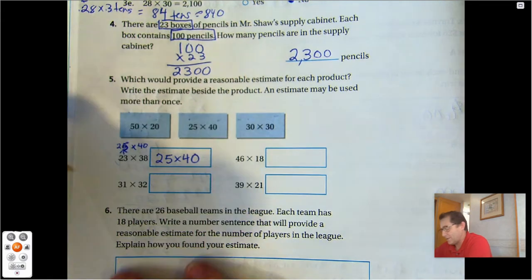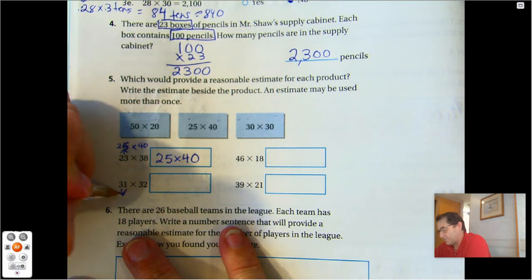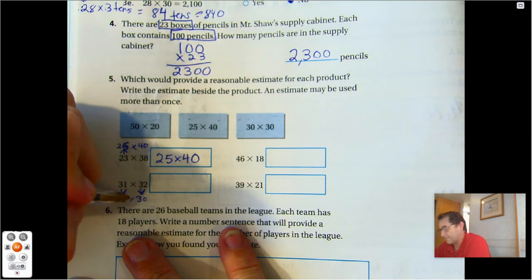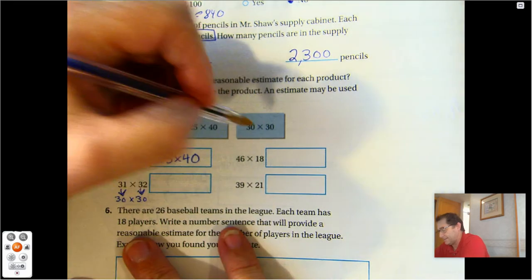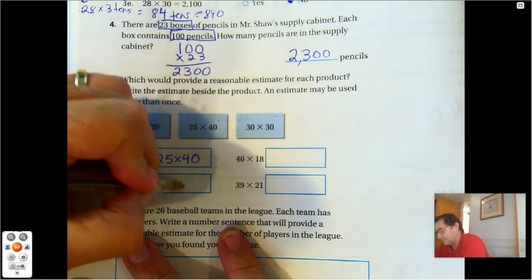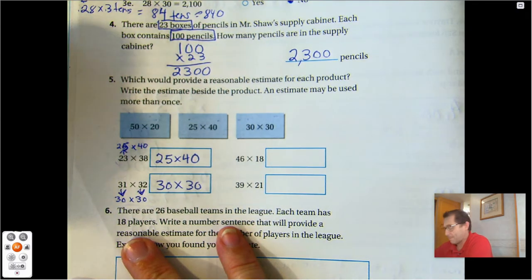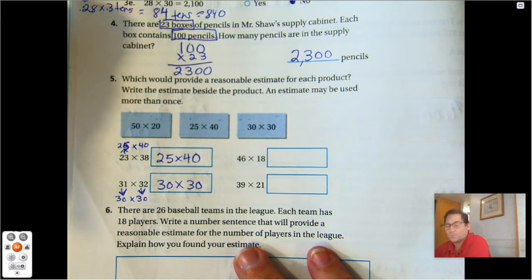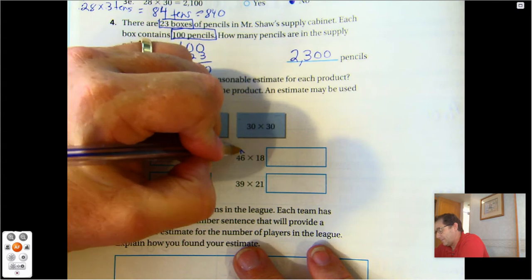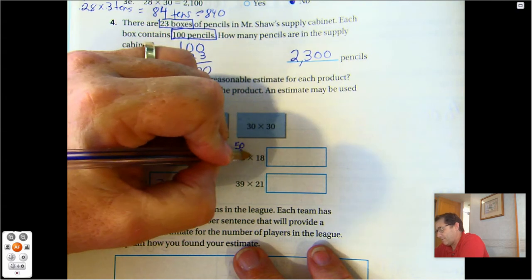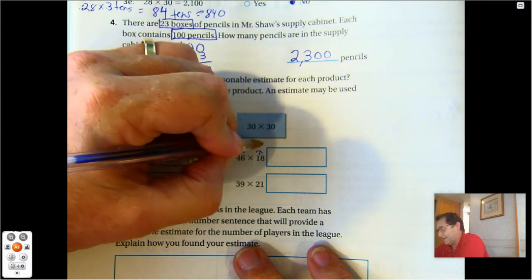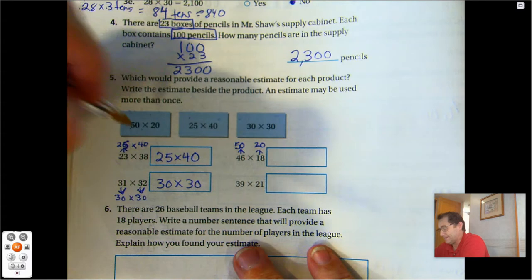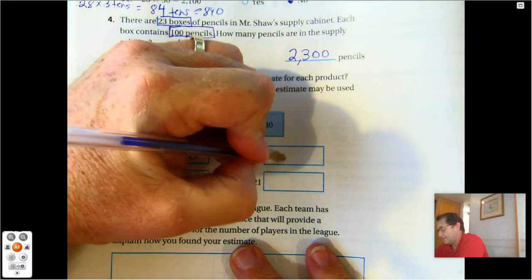31 times 32. 31 is close to 30. 32 is close to 30. 30 times 30. Yes, that is one of our choices. 46 times 18. Well, if I round 46 up, I get 50. If I round 18 up, I get 20. And I see that that's one of our choices, 50 times 20.